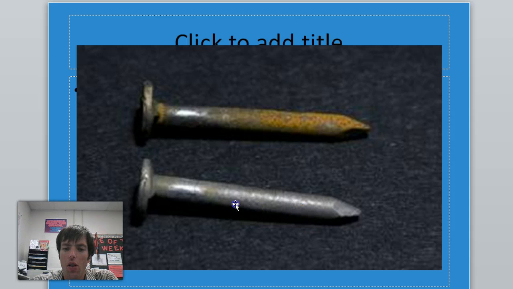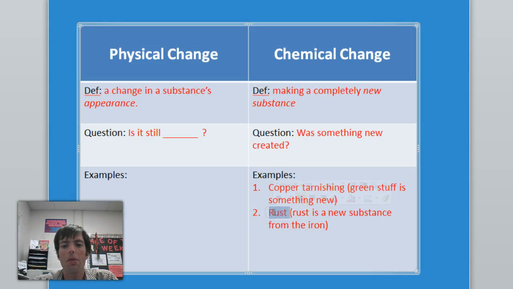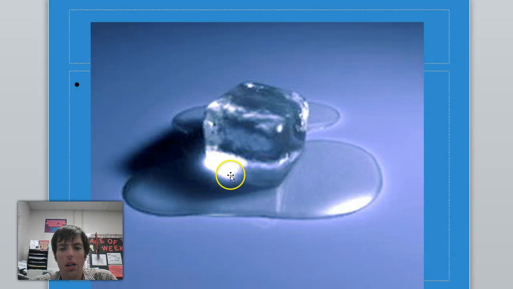Here we have a normal looking iron nail, and here is a rusty nail. So is it still a nail, or did we make something new? And again, I did this one because it's slightly tricky. This would be an example of something new, because rust was a new substance we put on the nail. So though the nail is still a nail, the rust is something new. All right, here we go.